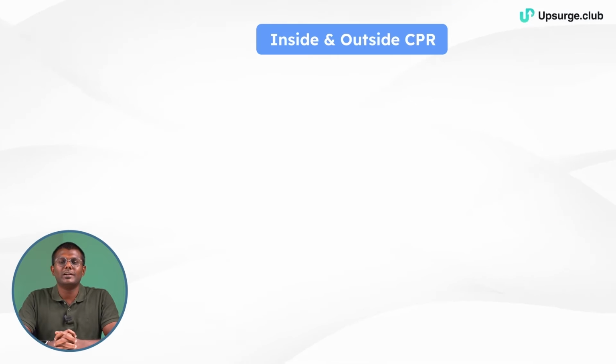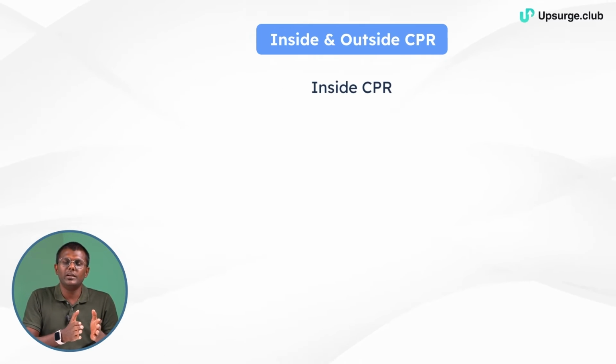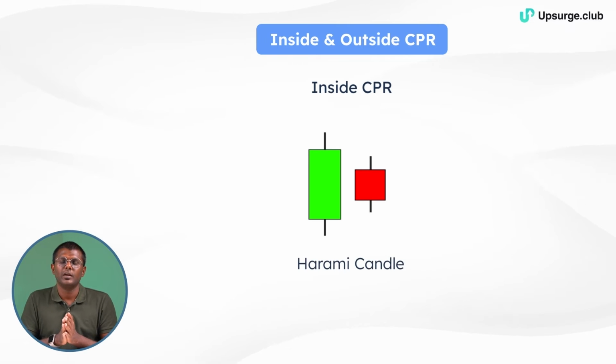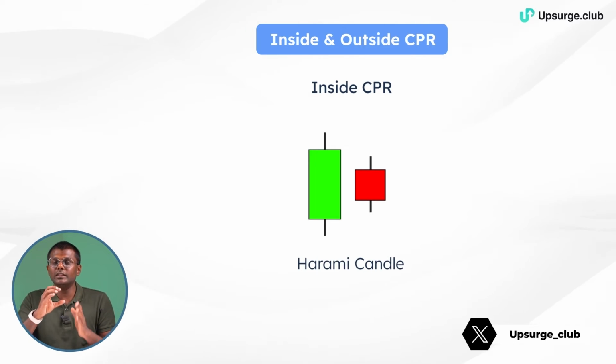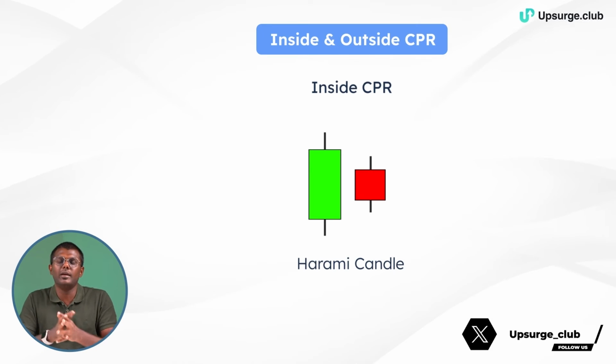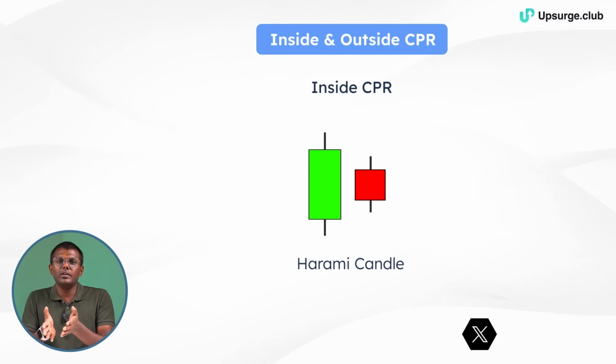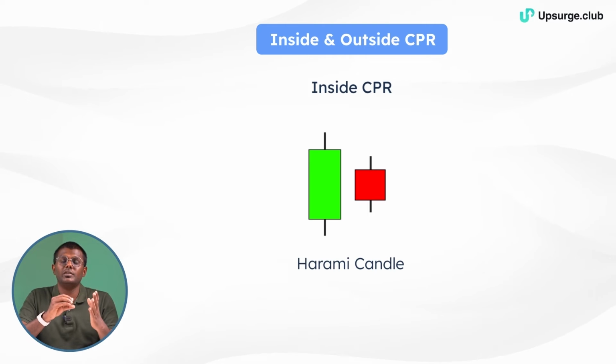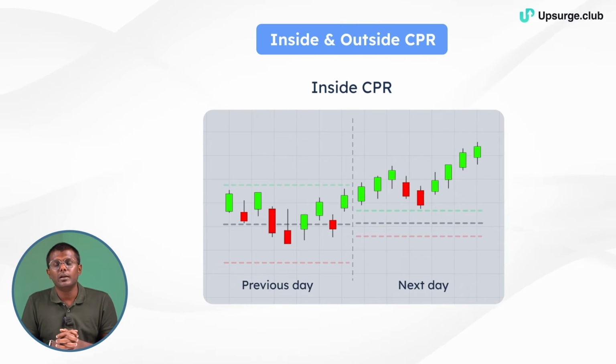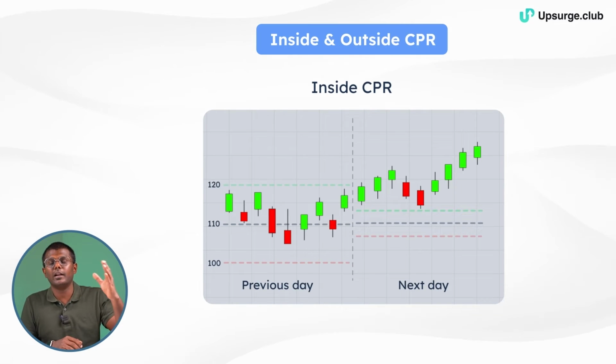Now, let's look at type 5 and 6, inside and outside CPR. What are the inside and outside CPR levels? Inside CPR is basically a harami candle. So, what is a harami candle? A candle which is totally inside the previous candle is called a harami candle. In the same way, when today's CPR is totally inside yesterday's CPR, it is called inside CPR. For example, let's say yesterday's CPR values are 100, 110 and 120.